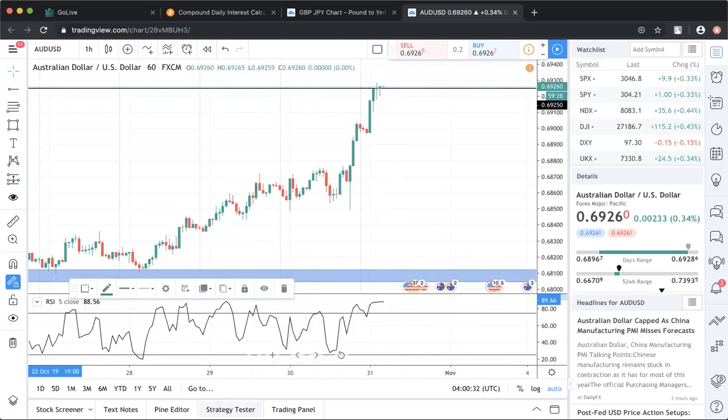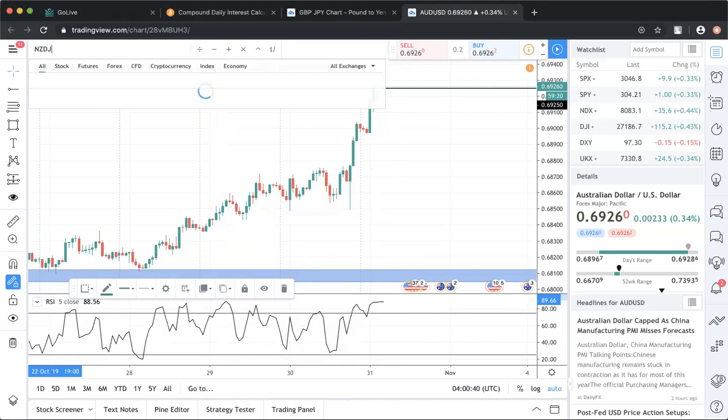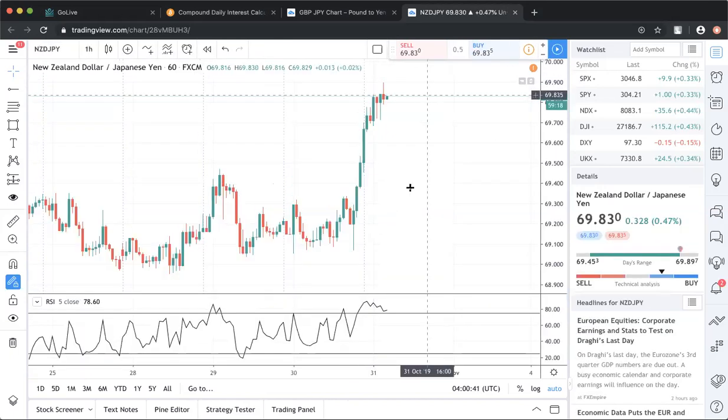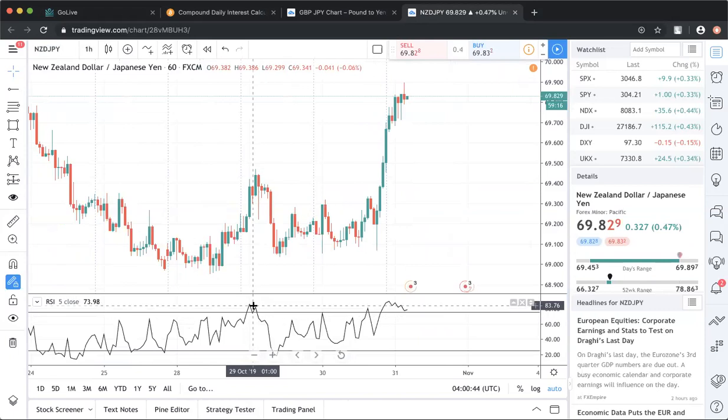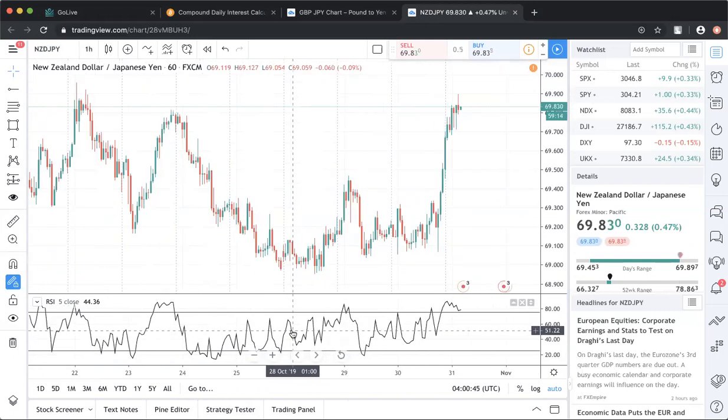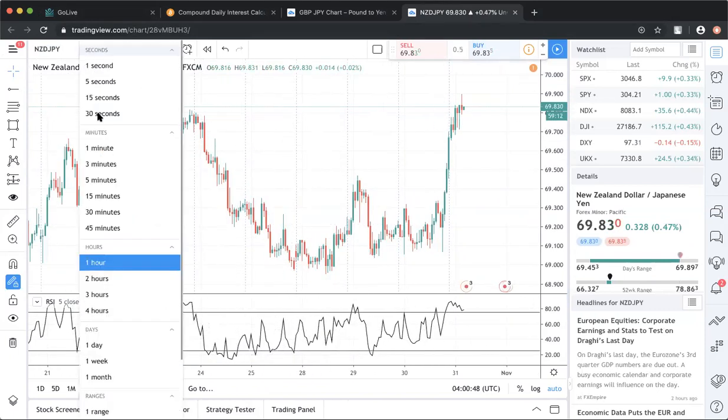It'd be lit. Somebody said, look at another pair. NZD JPY, is there divergence on NZD JPY? Let's see. There's no divergence on it right now.